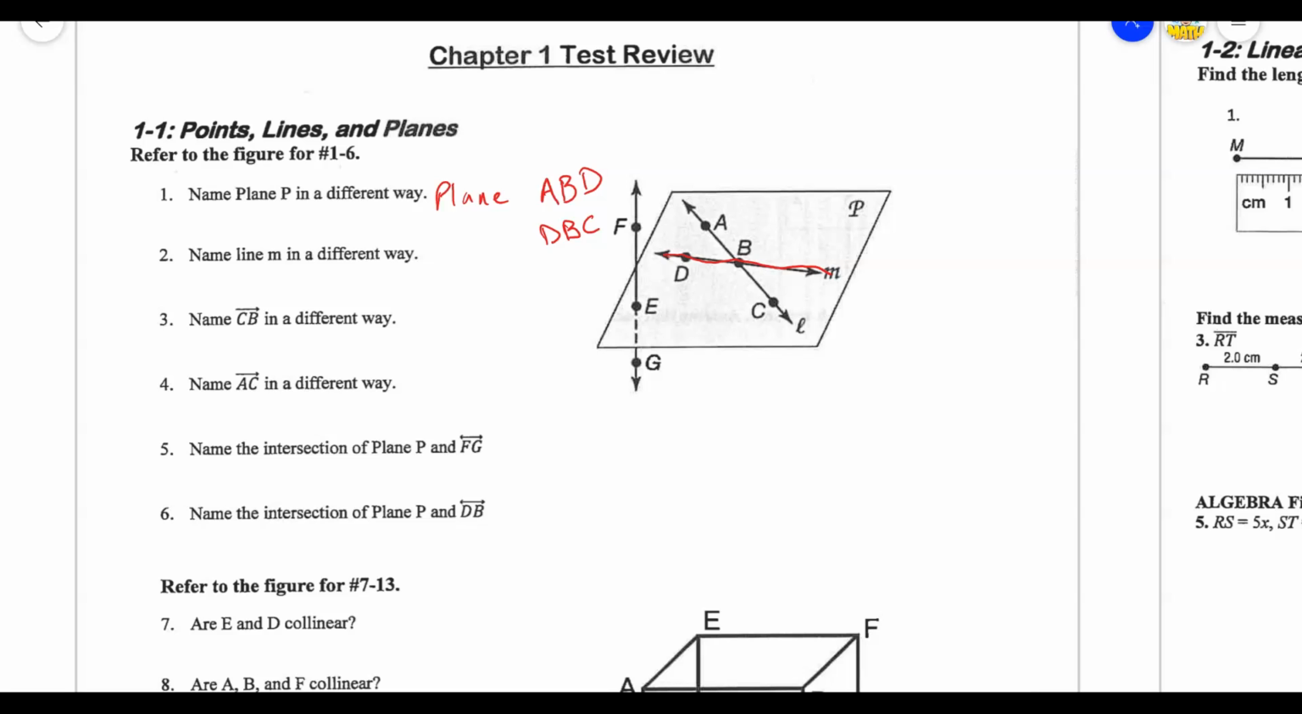So go ahead and answer this one in the Edpuzzle. What's another way to name line M? Hopefully you said line DB. That would be a correct way to name line M.